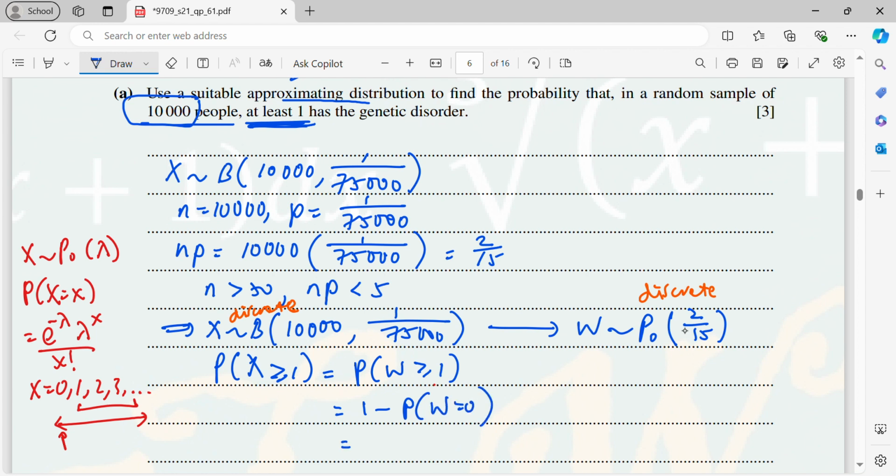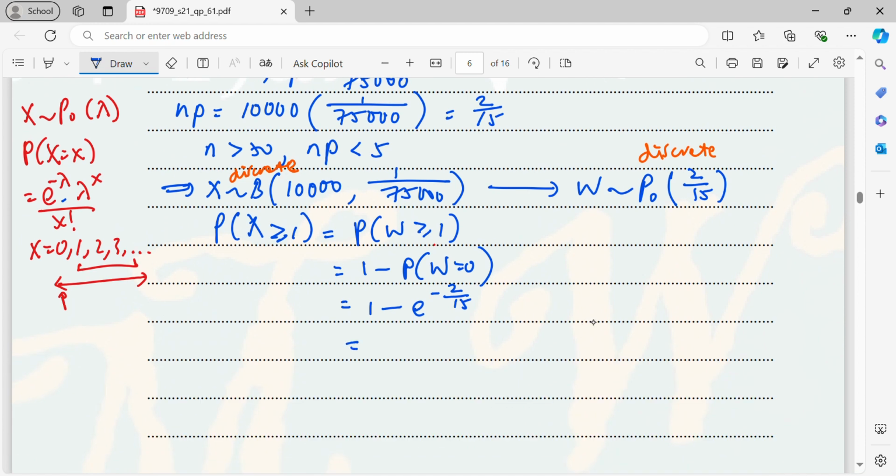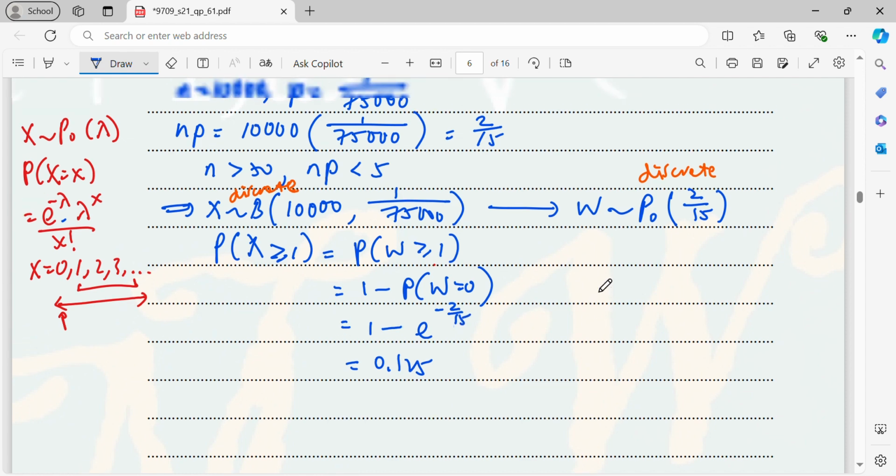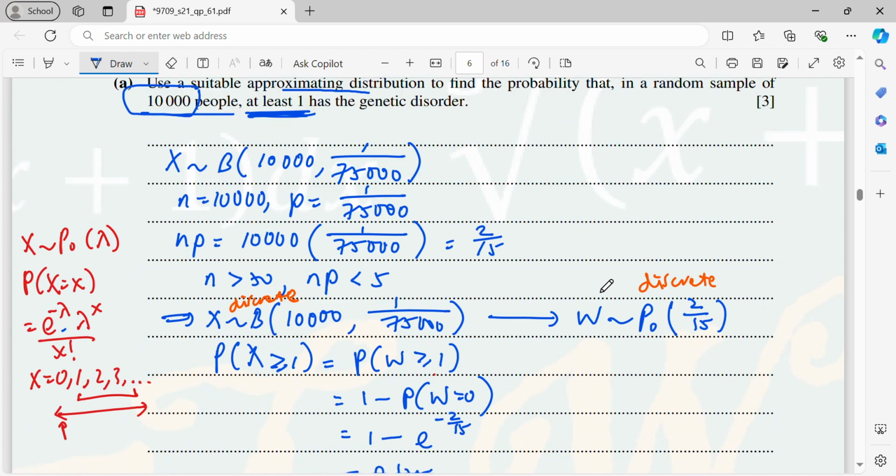When P(W = 0), we just consider the exponential. So it will be e to the power negative 2 over 15, and this is going to be 0.125, the value correct to 3 significant figures. Alright, so that is done for this question.